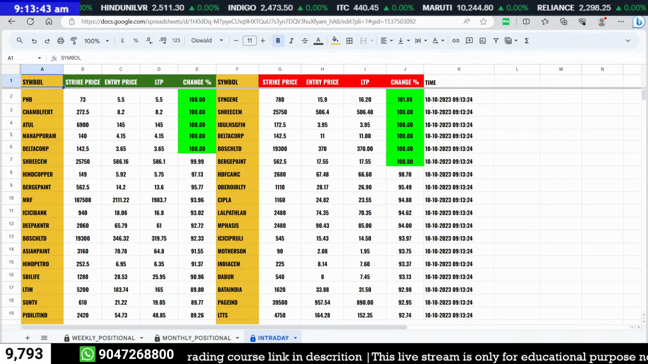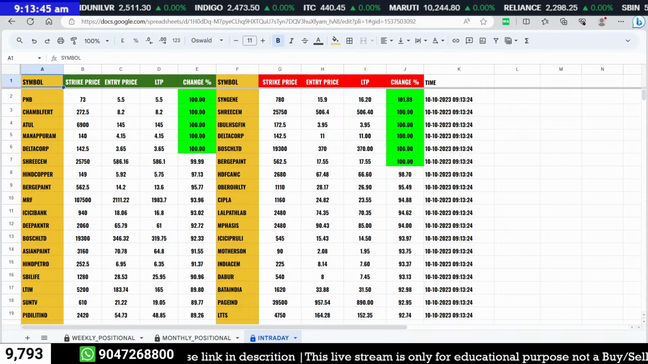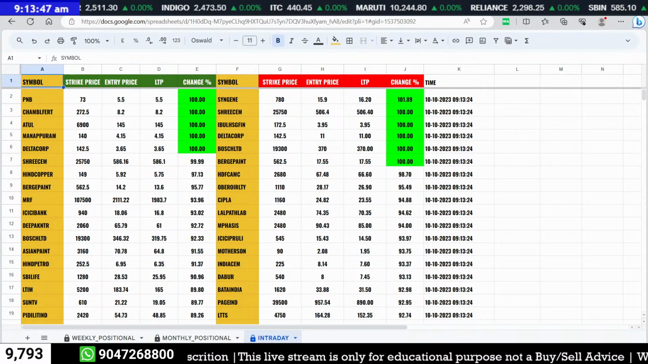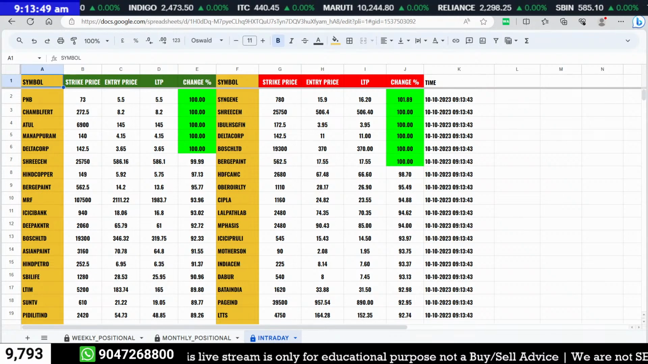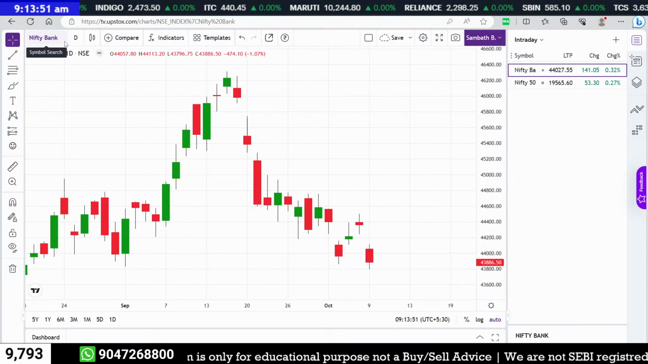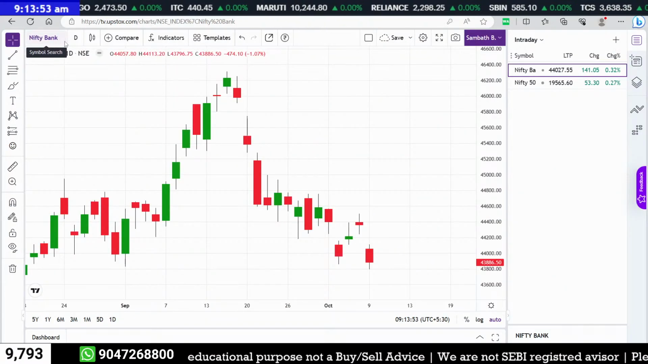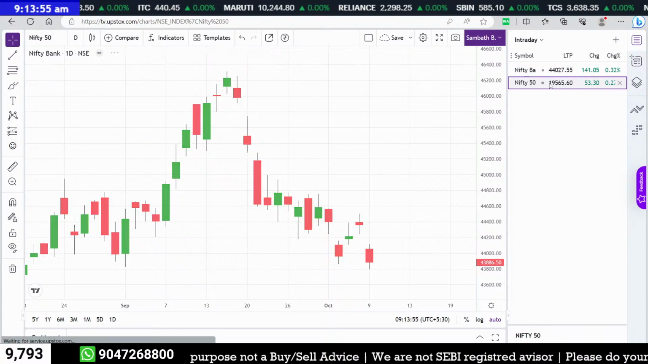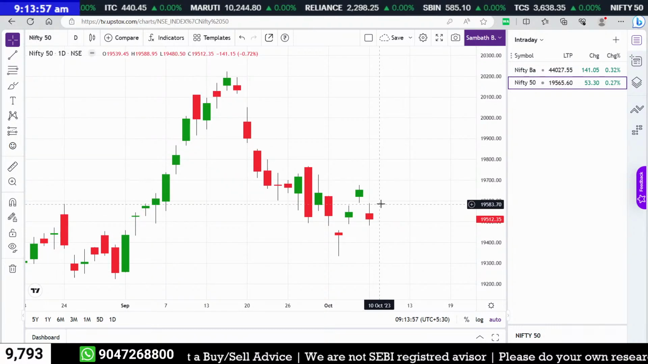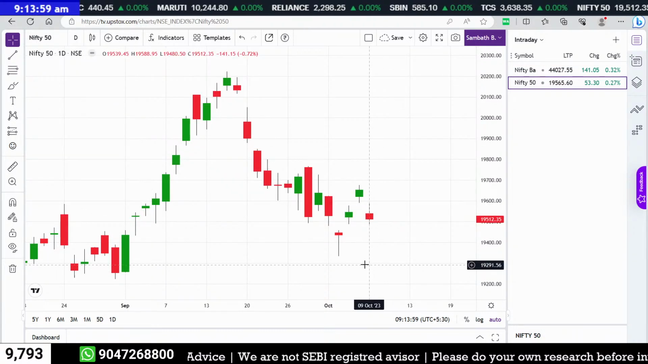So what's going to happen? 53 points pre-open positive and Bank Nifty 141. Let us see whether it will continue or reverse back. Yesterday we looked at Nifty, which went exactly to fill the gap and then returned back.